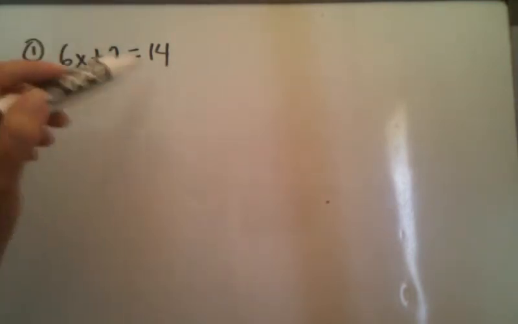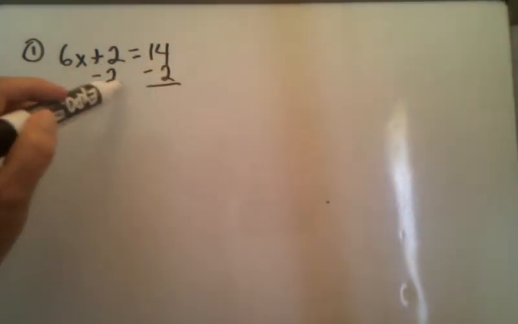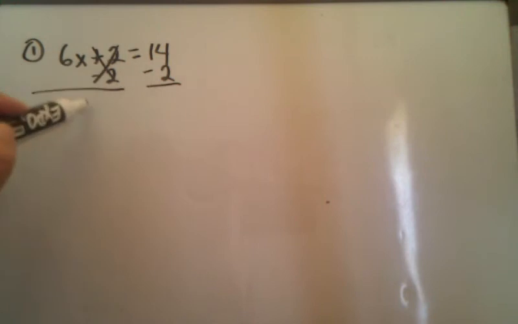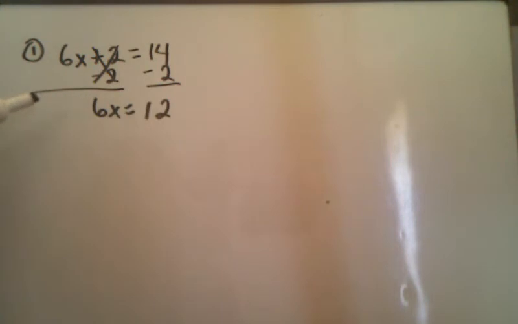Alright, let's see how we did. Remember, we have to add or subtract first. My variable's here, so it's the 2 I have to get rid of. It's already added, so I'm going to have to subtract 2 from both sides. These cancel out, so I have 6x equals 4 minus 2 is 2, 12, okay.